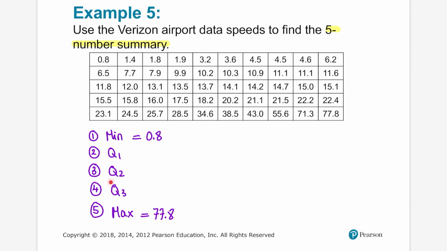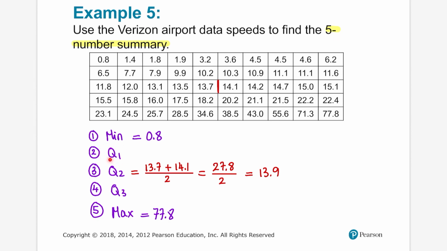For Q2, I just find the number right in the middle. The data is already sorted from the min to the max. I have a total of 50 values. My median should be in between the 25th and the 26th value. So I have 10, 20, 21, 22, 23, 24, 25. So my median should be in here, in the middle, in between 13.7 and 14.1. So what I'm going to do is take 13.7 plus 14.1 divided by 2.